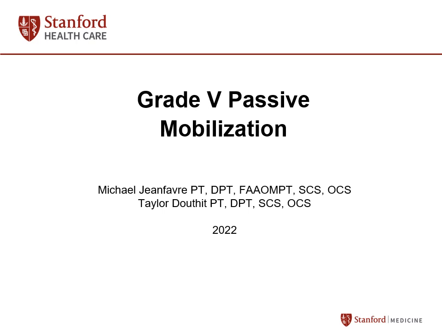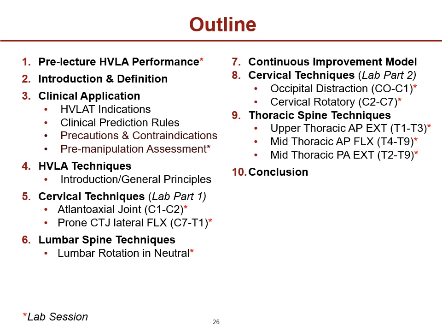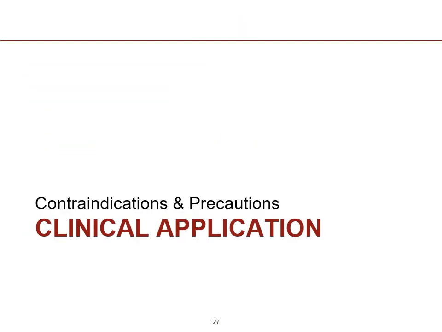All right, so this is part 2 of this much larger lecture for grade 5 passive joint mobilizations of the spine. Okay, next we're going to go into the precautions and contraindications, as well as the pre-manipulative assessment associated with each of the different spinal regions. All right, contraindications and precautions of spinal manipulation.